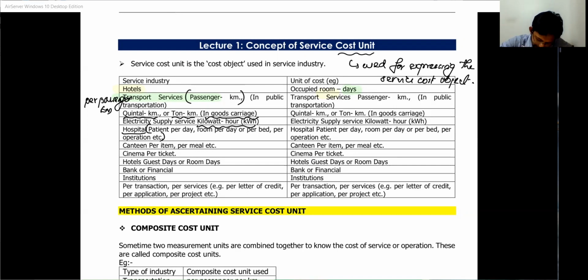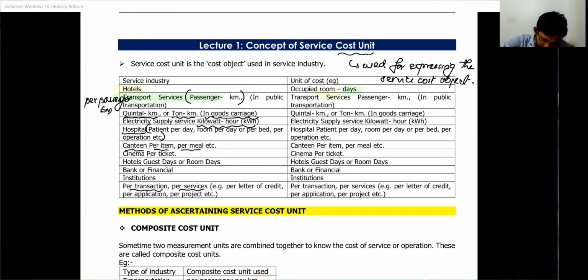Now canteens. In canteens, it will be per item, per meal, etc. Cinema, it will be per ticket. These are single cost units. Hotel, guest days or room days, etc. It's a composite one. Then banks or financial institutions, it will be per transaction, per service, etc.